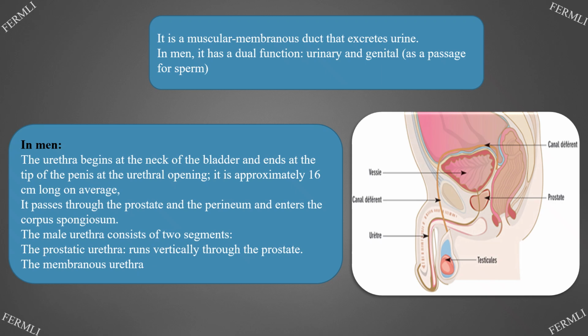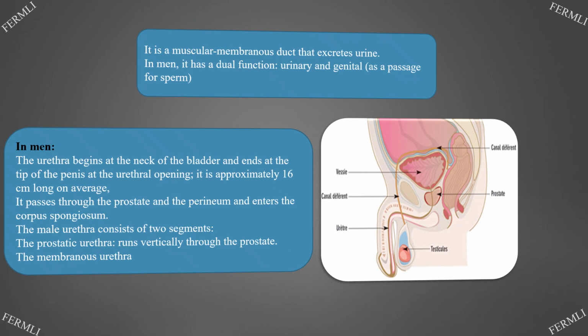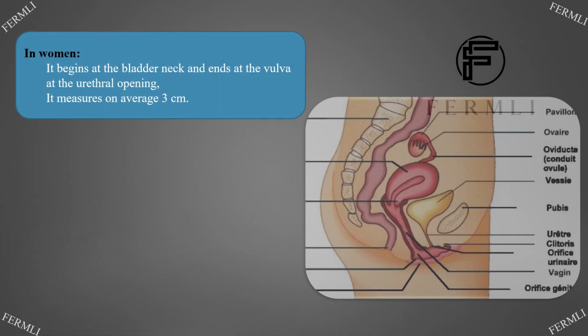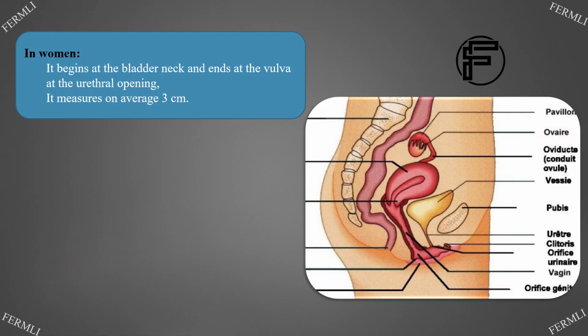The male urethra consists of two segments. The prostatic urethra runs vertically through the prostate. The membranous urethra. In women, it begins at the bladder neck and ends at the vulva at the urethral opening. It measures on average 3 centimeters.